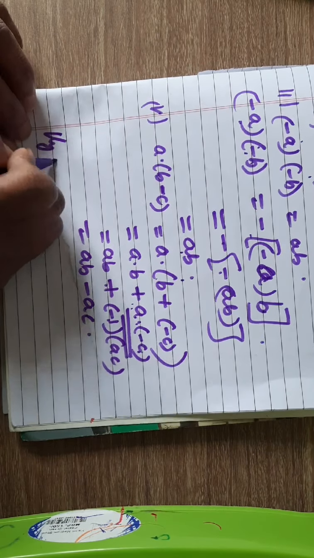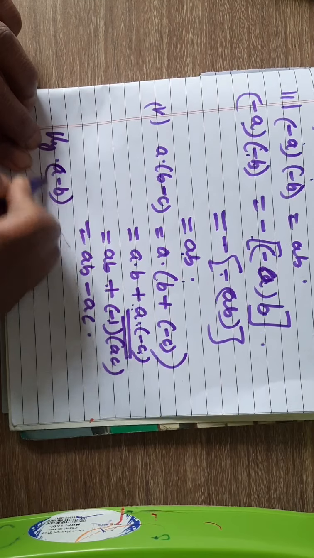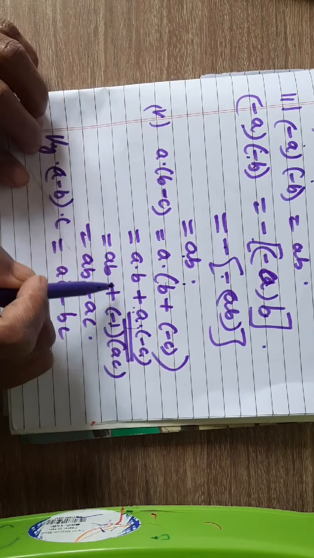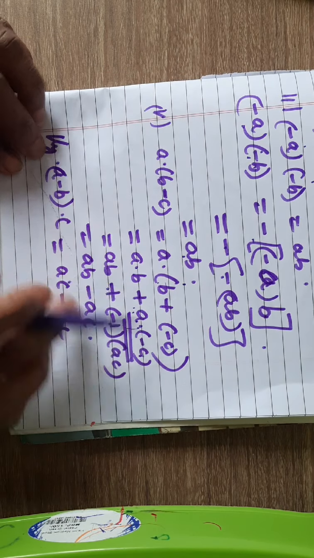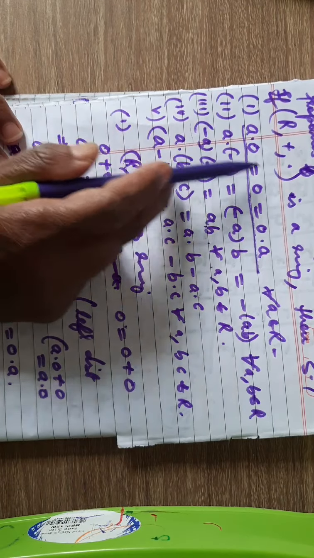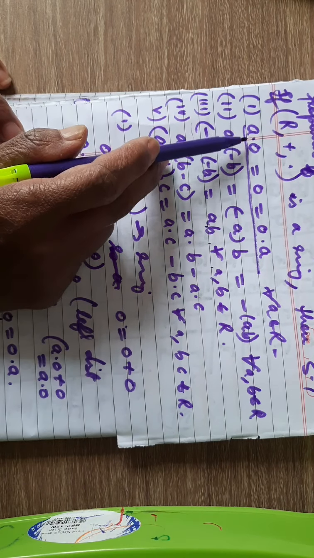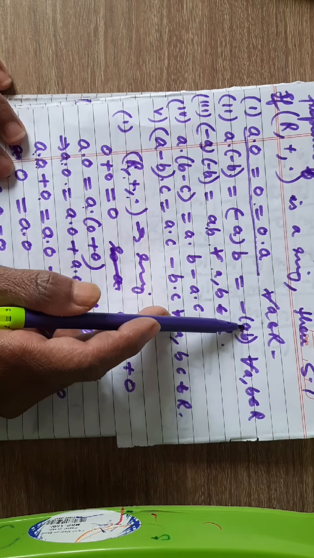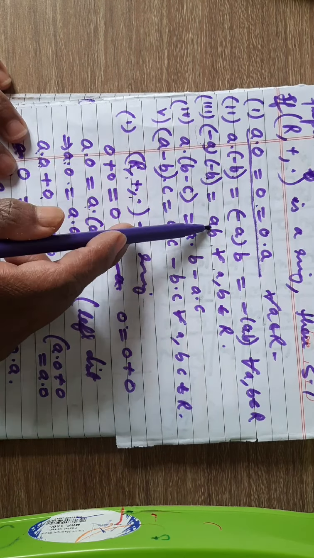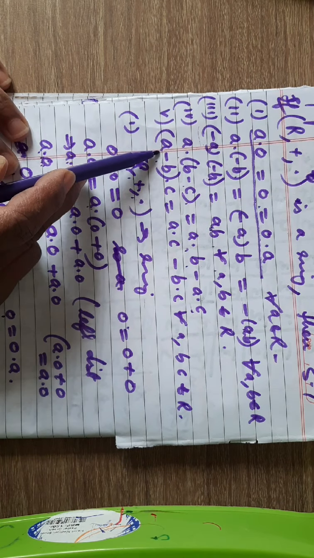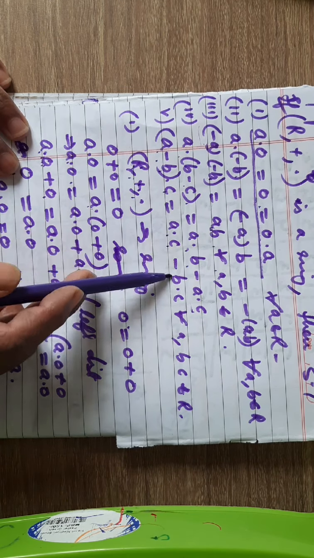Similarly, you can show that (a − b) · c also will be ac − bc by the same method. So I hope now it is clear how these five properties hold in a ring: a · 0 is equal to 0, a · (−b) is equal to −(ab), (−a) · (−b) is equal to ab, a · (b − c) is equal to ab − ac, and (a − b) · c is equal to ac − bc.